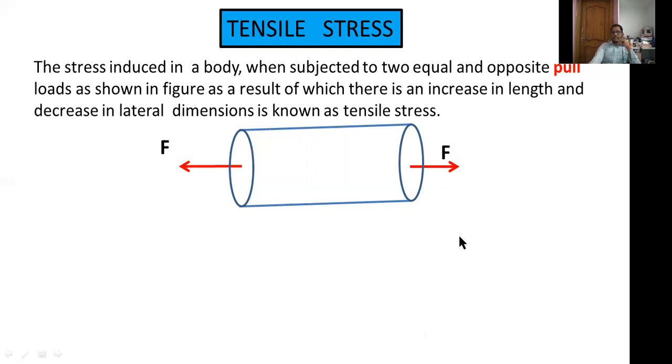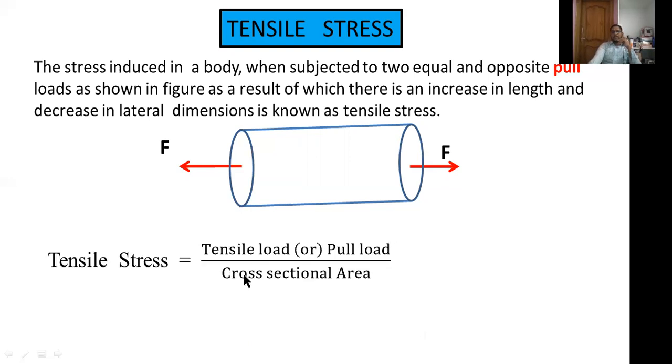In tensile stress, when you are applying pull loads, the length of the component may increase and the other dimensions may decrease. The formula for tensile stress is tensile load or pull load divided by cross sectional area. Here the cross sectional shape of this shaft is circular.